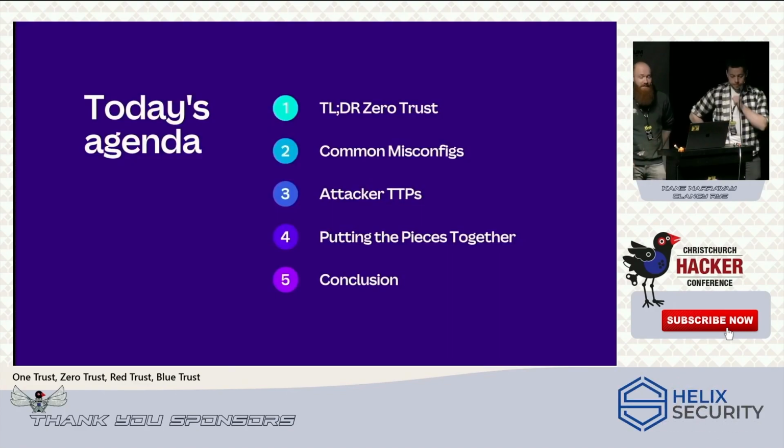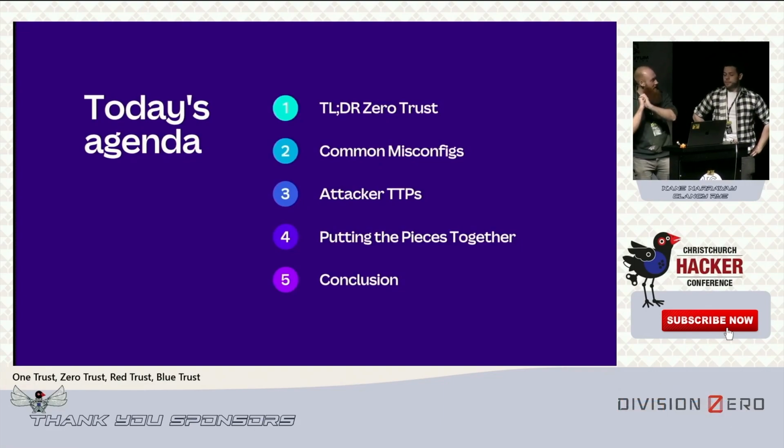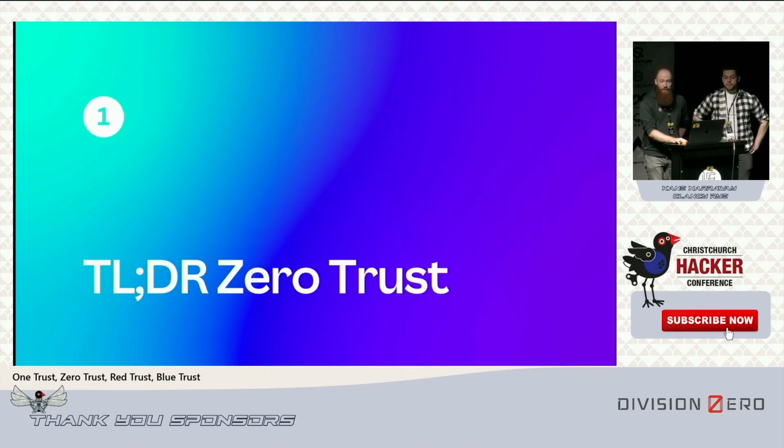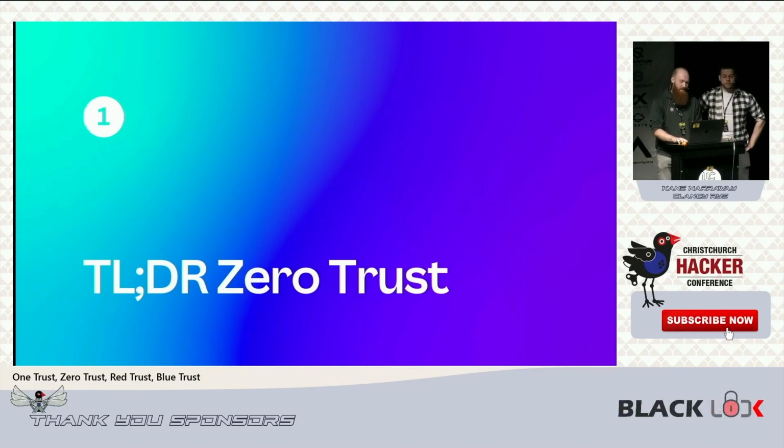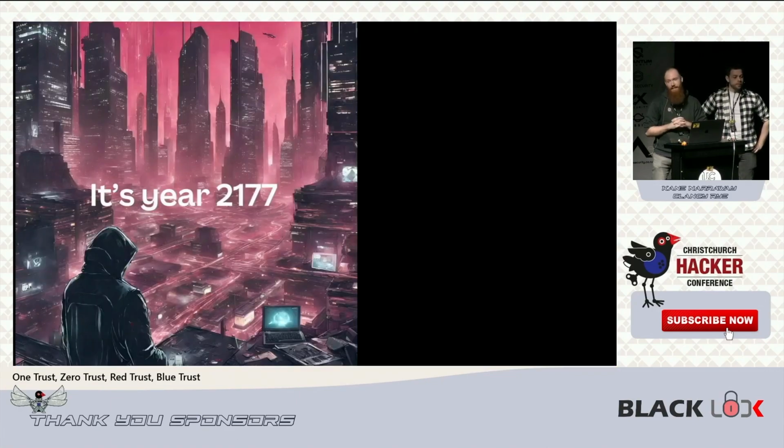Cool. So this is a bit about our agenda today, and the TLDR is I'll be explaining about building zero trust networks, and then Clancy will be knocking us down very much after that. So before we talk about breaking stuff, we kind of need to know what it is, and so I want you to imagine for a second that it's the year 2177.